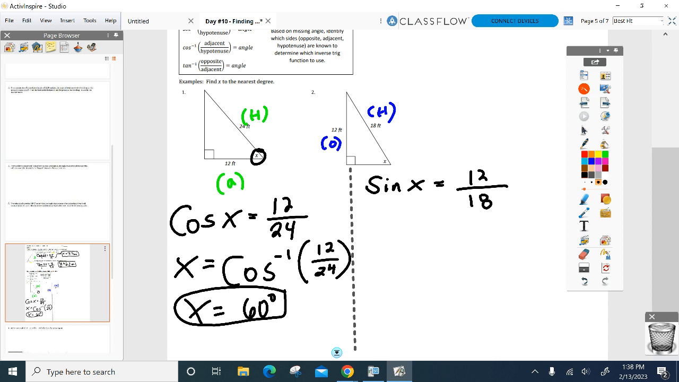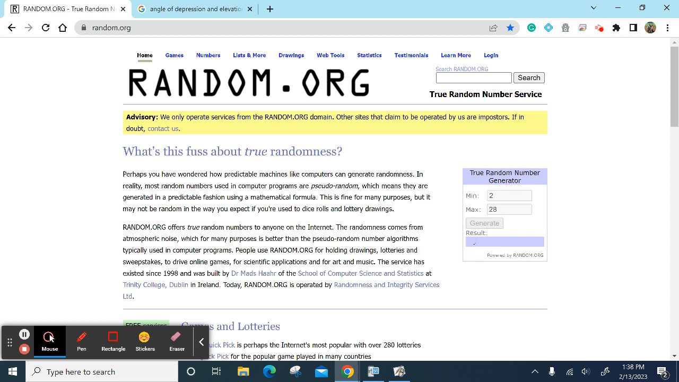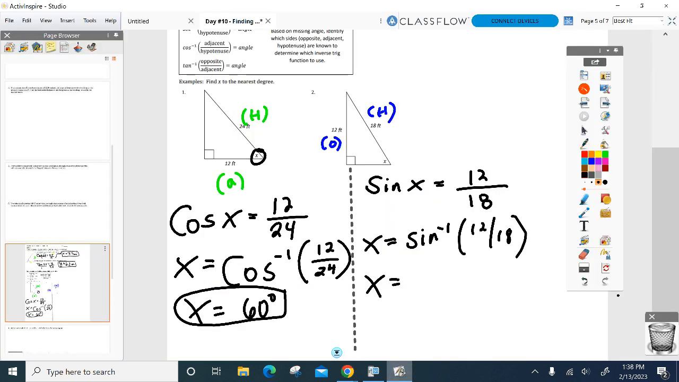12 over 18. And again, let's just say you forget Wednesday on the quiz and you start cross multiplying. Hopefully at the next step, you're going to be like, I have no idea how to solve this. Oh yeah, I don't cross multiply. I take the inverse of my ratio, sine. And what do we got? Nearest degree, 42 degrees, everybody.